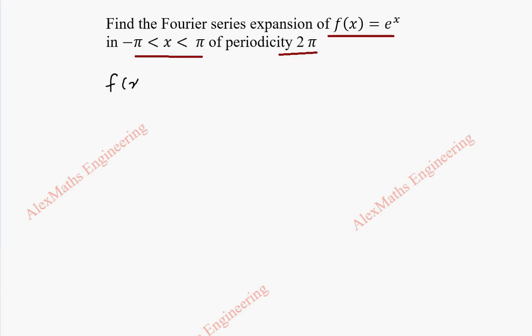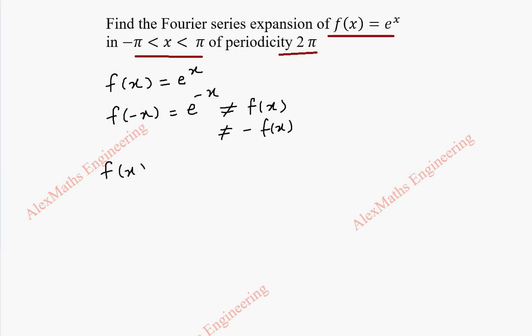So we take f of x, which is e power x. We have to find what is f of minus x. x is replaced as minus x. After replacing, we find this is not equal to f of x, and it is not equal to minus f of x. So in this case, f of x is neither even nor odd function.